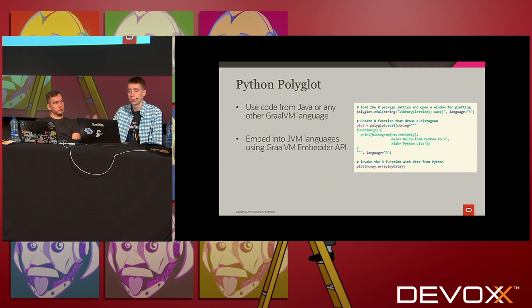Python supports the same polyglot capabilities as the other languages. This looks similar in all languages. Here I have a Python example. You can evaluate from Python, here for example, an R program.